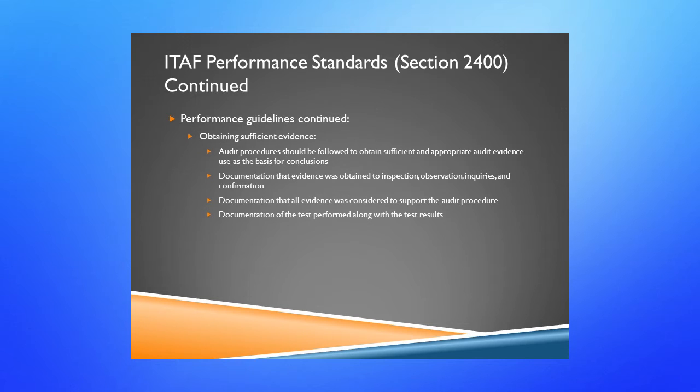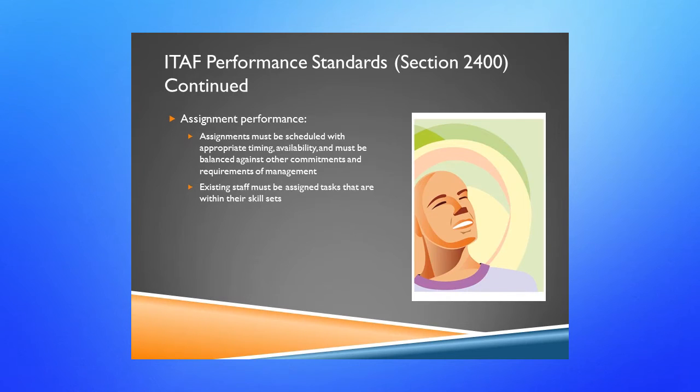along with the test results. Now, as we're still talking about the performance standards, we also have assignment performance. Assignments must be scheduled with appropriate timing and availability, and must be balanced against all of the other commitments and requirements that management has. And remember that whatever the assignment is, it must be assigned within the skill set of the person that got that task assigned to them. So we want to be careful to make sure we're not putting the wrong resources in the wrong area.